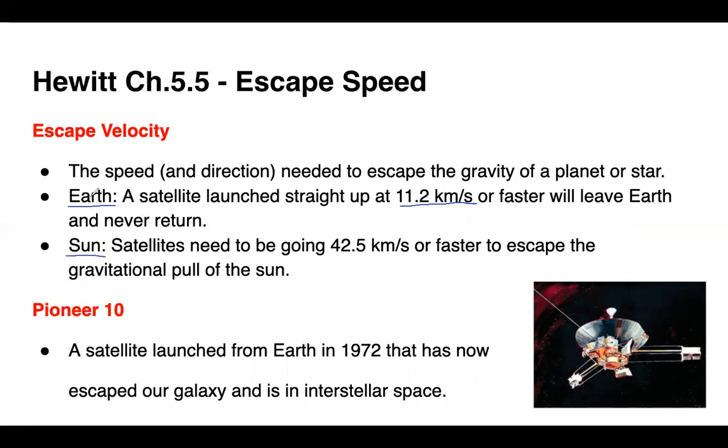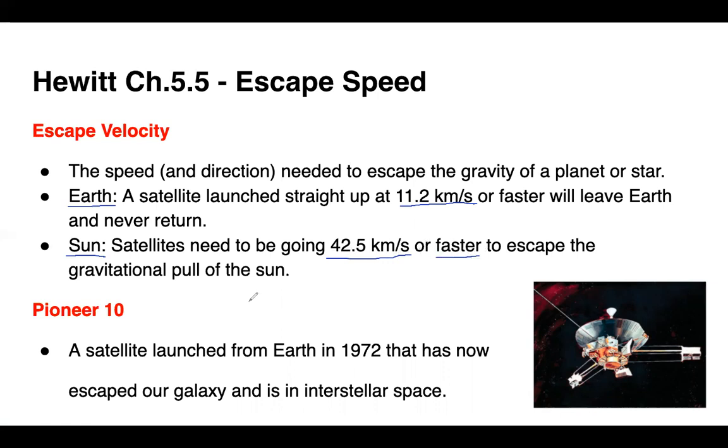However, escaping Earth isn't the only thing that has to be done by a lot of satellites, because the sun is also acting on Earth and is acting on anything that comes off of Earth. And it's actually so strong that any projectile to escape our solar system, to get away from the sun, has to be going at about 42.5 kilometers per second or faster.